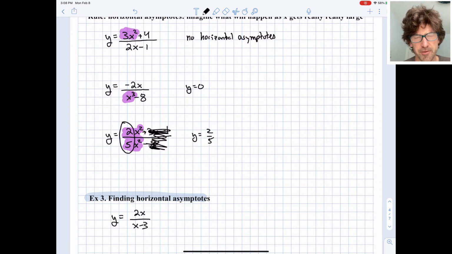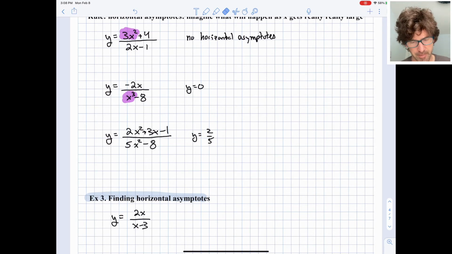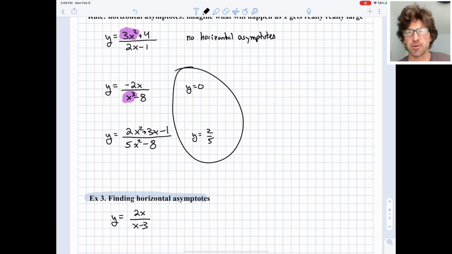And you can try this for yourself. Take this original function and evaluate it for a tremendously large number, and you will see that y gets closer and closer to 2/5, but never actually hits 2/5 exactly. These last two that I just did are horizontal lines. y equals 0 is a horizontal line. y equals 2/5 is as well, and those would be the equations of our asymptotes.